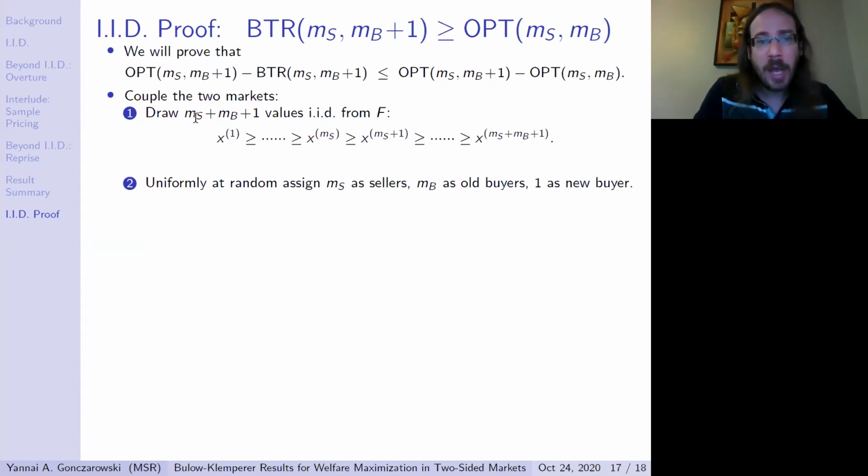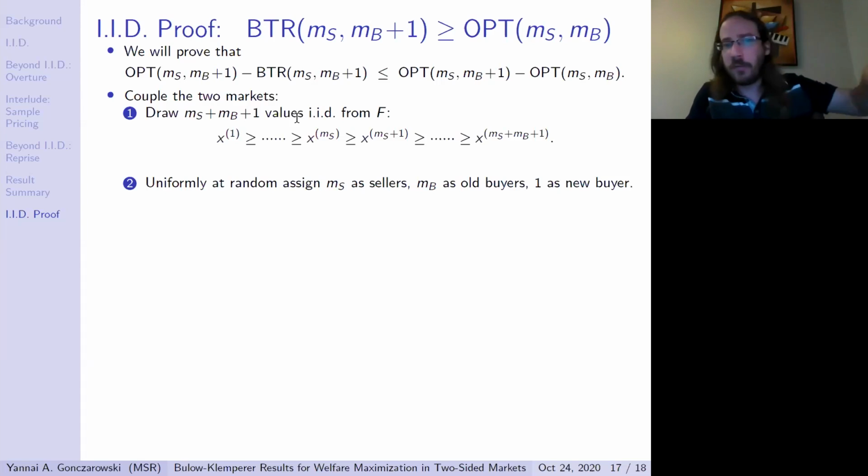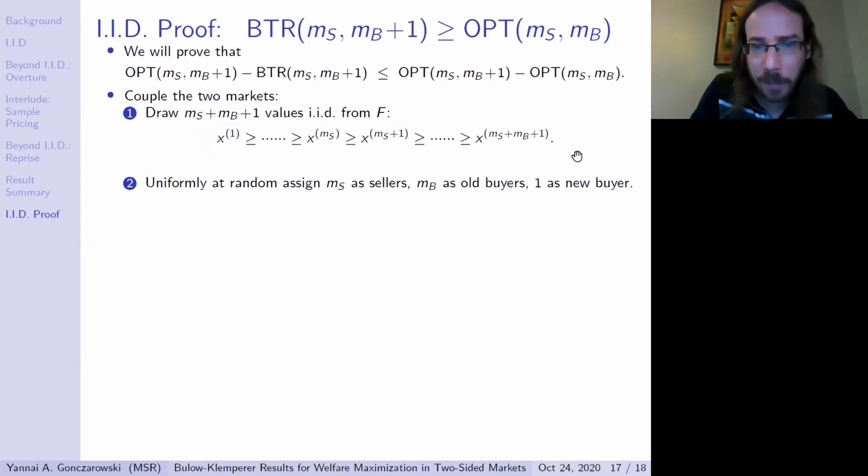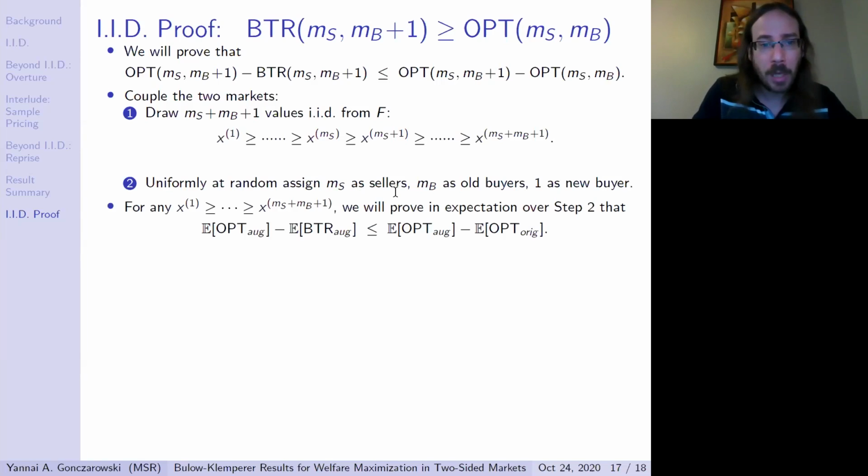We're first going to draw MS plus MB plus 1 values, so enough for the augmented market, IID from F. Let's sort them. And then we're going to uniformly at random choose MS of these to be sellers, MB of these to be old buyers, original buyers, and 1 of them to be the new buyer. And we're going to show for any realization of the first step, in expectation over the second step, that this inequality holds: the expected optimal in the augmented market minus the expected BTR in the augmented market, expected over the draws of stage 2, is less than expected opt in the augmented minus expected opt in the original.